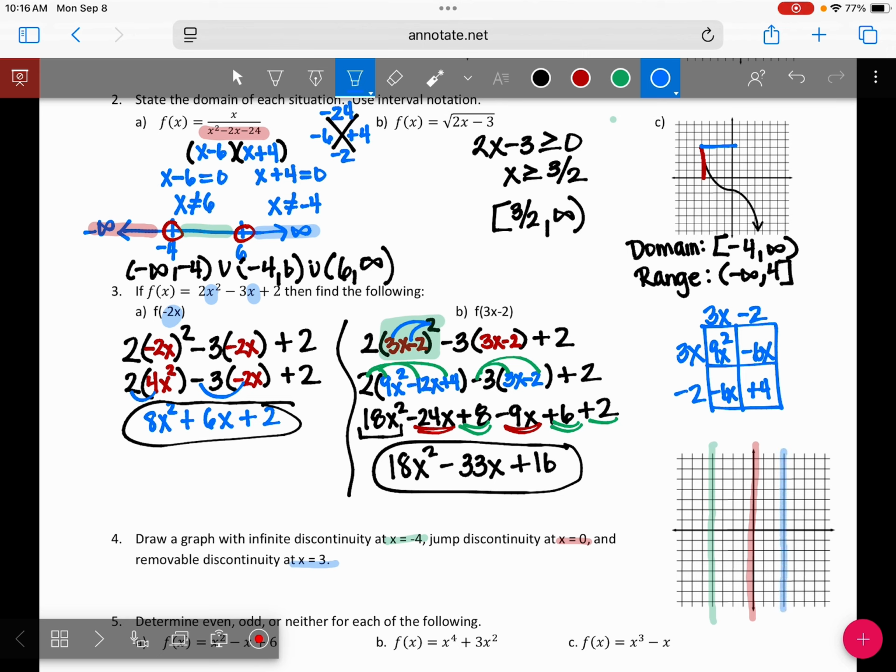All right, so we're going to start off with our infinite discontinuity at negative 4. So that means along this green wall, my graph needs to either go up the wall towards positive or roll down the wall. It doesn't matter. And this is actually going to be like a piece of a rational, which we'll talk about more in chapter 4. I'm just going to have it going up on this side, and I'm going to have it do the same thing on the right.